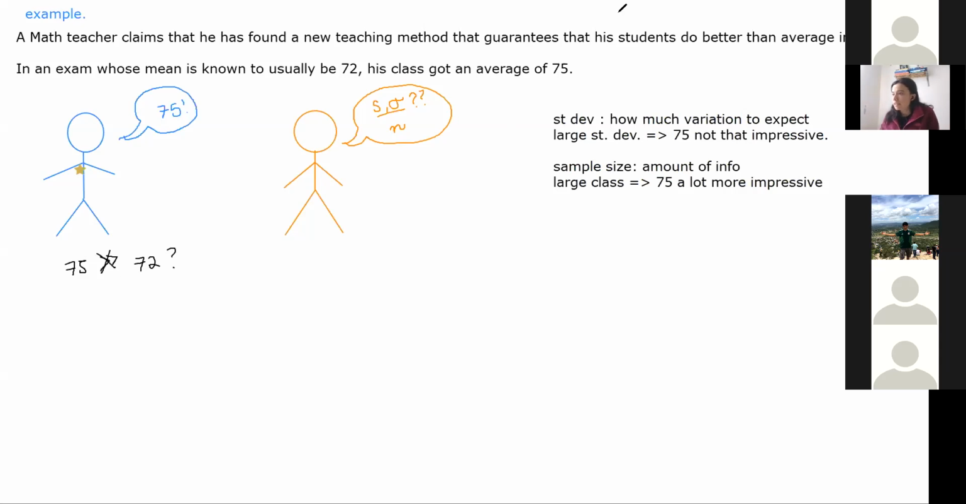So he goes and says, okay, actually, the average is usually 72, and the standard deviation for this test is usually, what value did I give it? 10, 12? The standard deviation is, I will get this at some point, 12. And the class size that he has, he actually has 30 students in his class. So from a sample of 30, he got an average of 75.